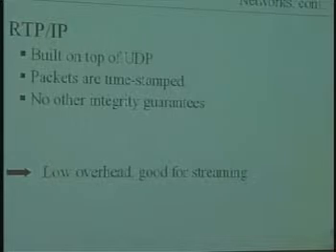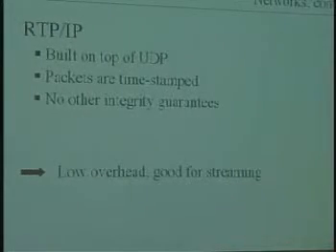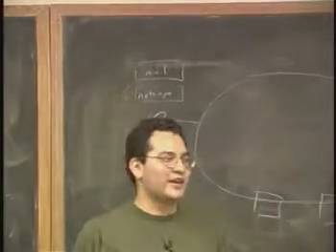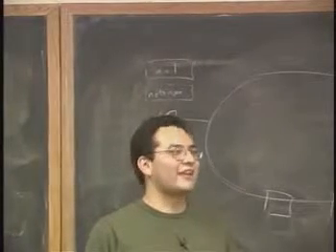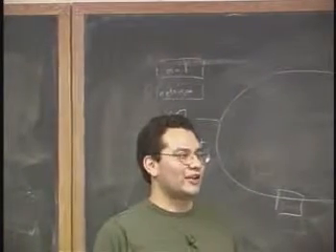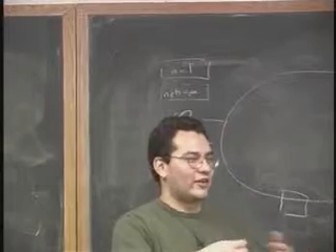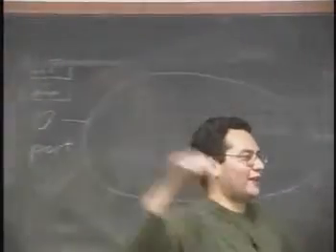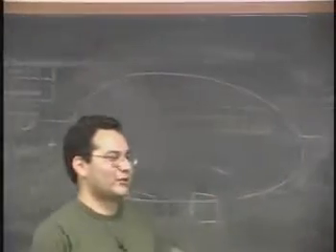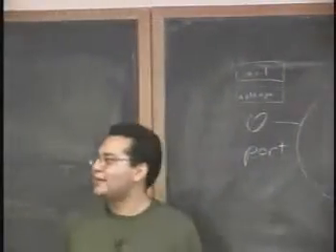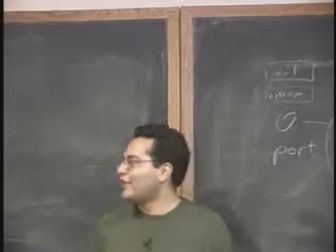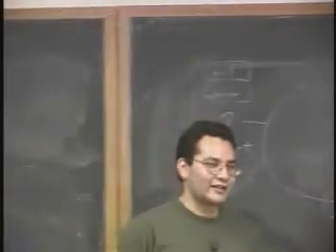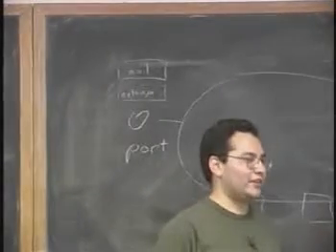And there, the idea is you add timestamping. UDP you would think is basically everything you need for streaming, except that you want to make sure that you can order these packets when they come in. So if you're sending a video, one video frame and another video frame, you want to make sure you put them in the right order. The timestamping helps you do that. Now there aren't any other integrity guarantees. It just uses whatever UDP uses.